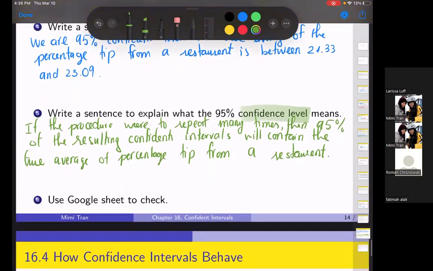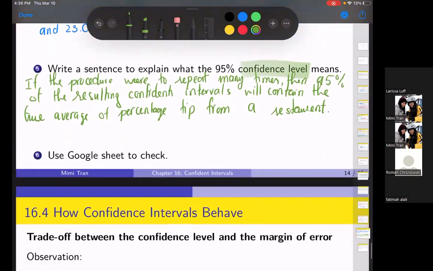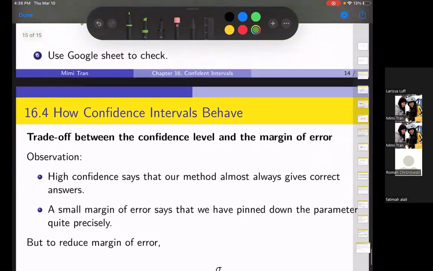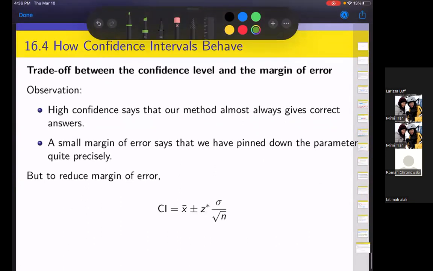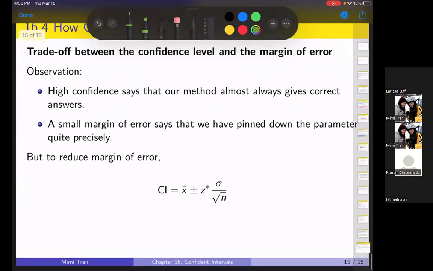We don't have to use Google Sheets to check. I just do it with R. Yay! Last slide. The last slide is an important slide. It's about the trade-off between confidence level and the margin of error.